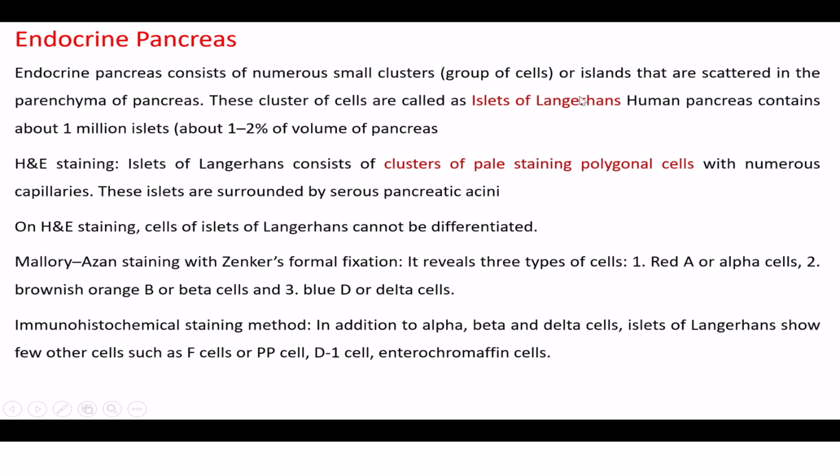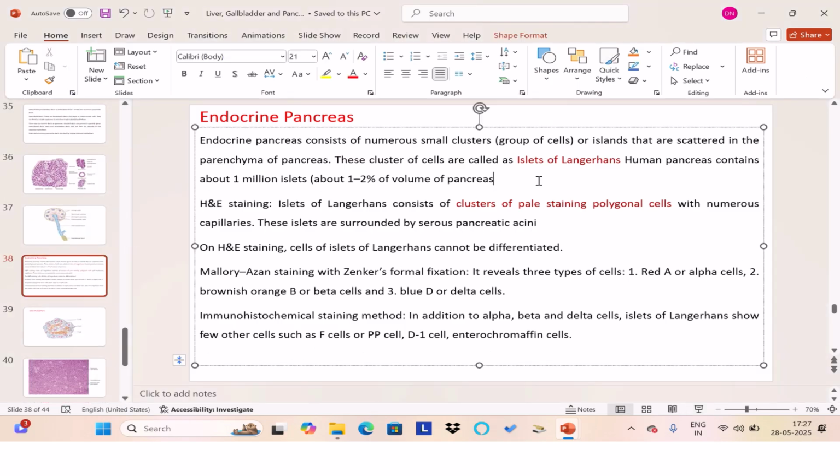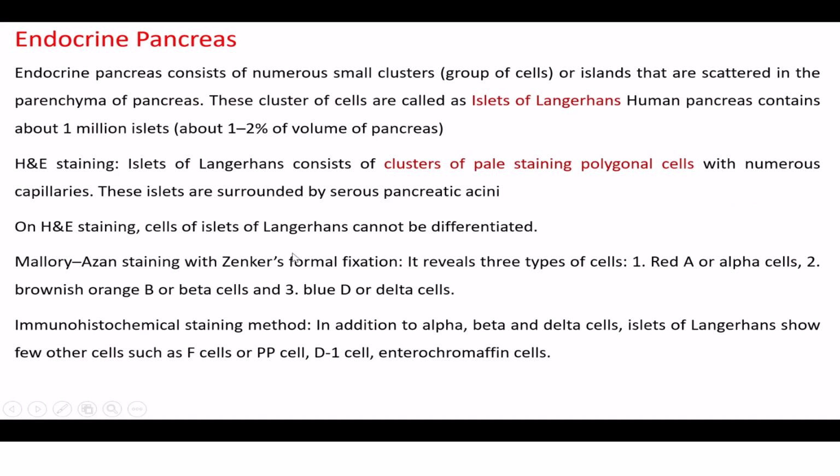So these clusters of cells are called islets of Langerhans. The human pancreas contains about 1 million islets, about 1 to 2% of the volume of the pancreas. If you see the H&E staining, the islets of Langerhans consist of clusters of pale staining polygonal cells with numerous capillaries. These islets are surrounded by serous pancreatic acini.